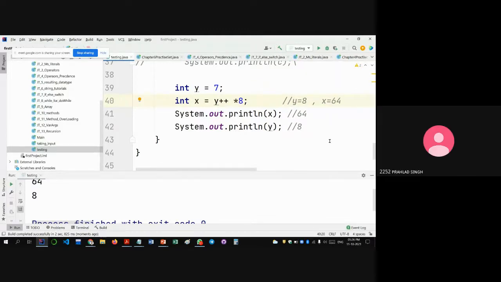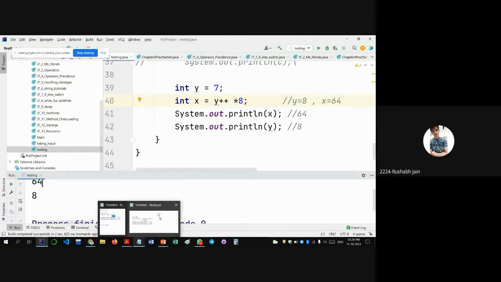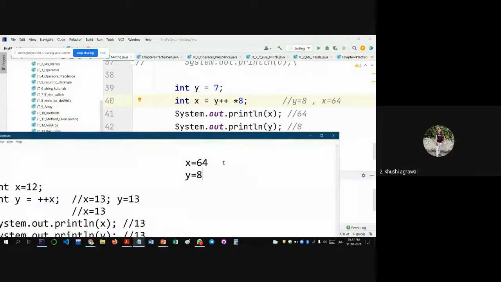56. 56 and 7. So x is 56 and y is 7. Okay, let us see. y is equal to 8.